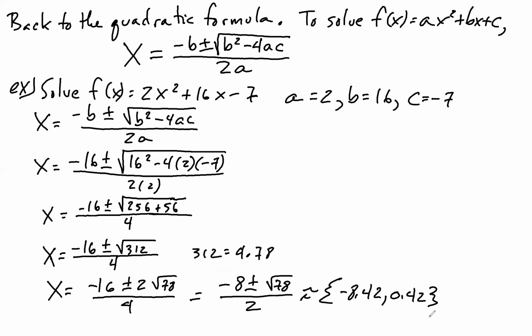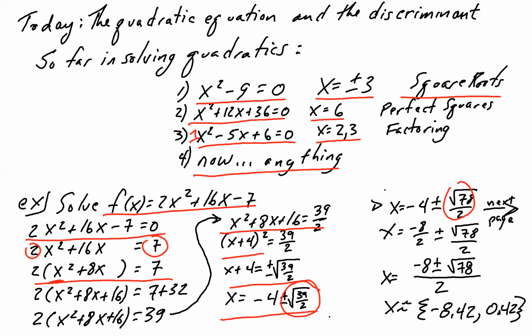Okay, back to the quadratic formula. Let's go back to this. We had left off here. We had found the square root of 78 over 2. So simplify this. Negative 4 is minus 8 over 2. This is common to have the same denominator. And minus 8 plus or minus radical 78 all divided by 2 is approximately minus 8.42 and 0.42.